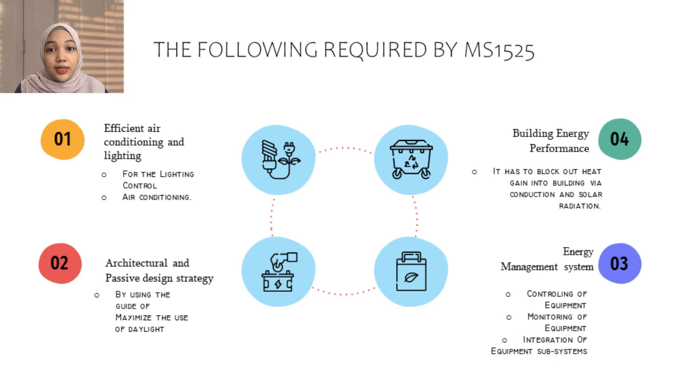Other than that, energy management system is also one of the codes that is required in MS 1525. It's shown at number 9 in the MS 1525 guidebook. This energy management system is a subset of the building automation system function. Last but not least is building energy performance. It's also one of the codes required in the MS 1525 guide. You can find it in the last guide under building energy simulation method. This building energy simulation is a performance-based approach to compute the predicted energy use of the building.